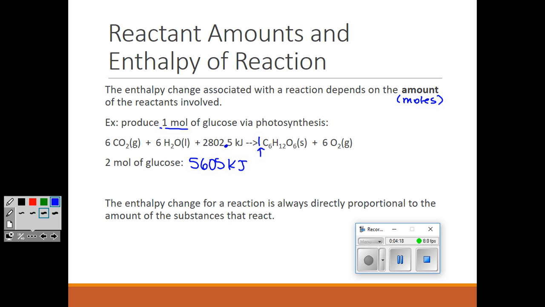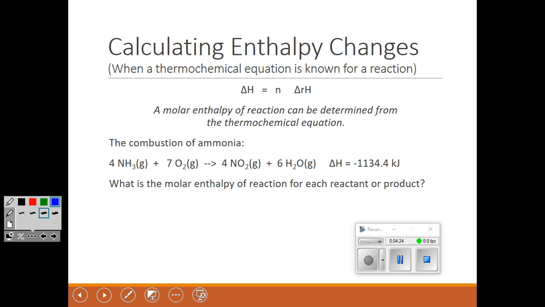So with a focus on balanced chemical reactions like the one that we had for photosynthesis, we could start calculating enthalpy changes. And we're going to do this first when we know the thermochemical equation. That means that I know what delta H is, and I know my balanced equation. If I don't know one of those things, we can't use this formula, not yet anyways.